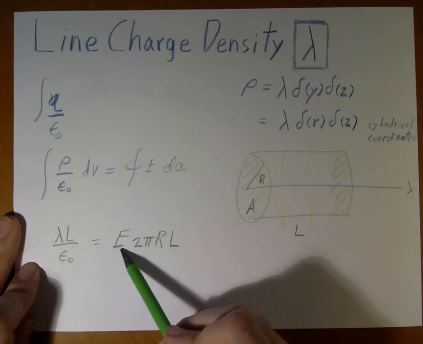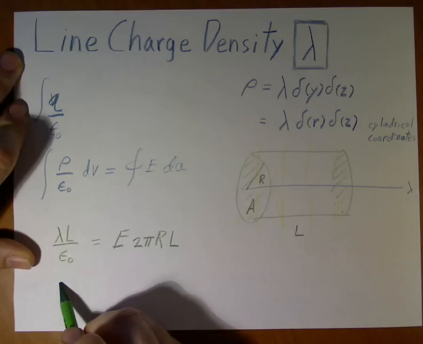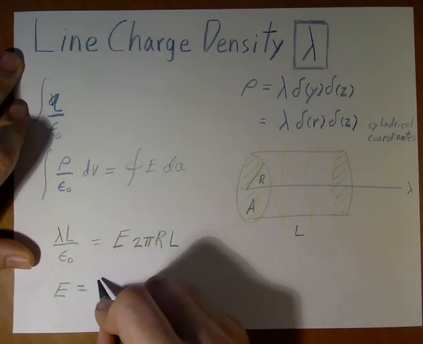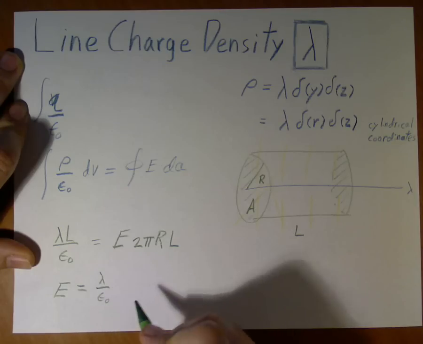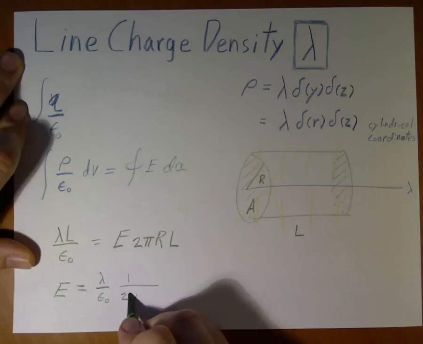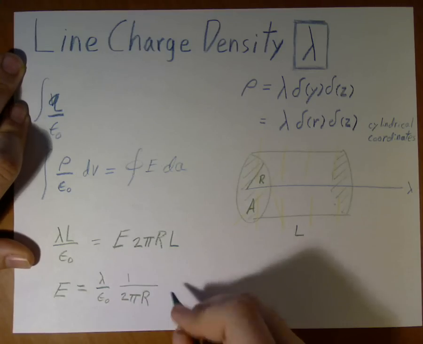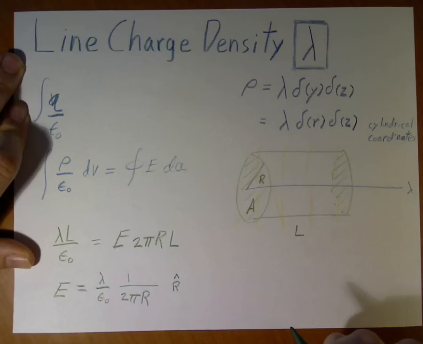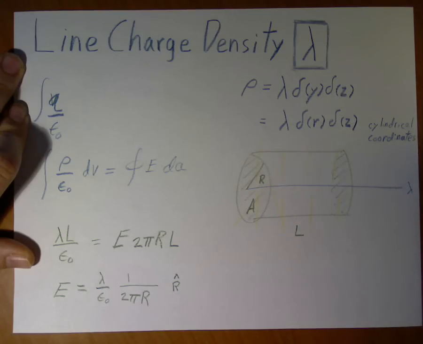If I solve for the electric field, I get electric field equals lambda over epsilon naught times 1 over 2 pi r. And of course, this is all in a radial direction, coming off from the line charge.